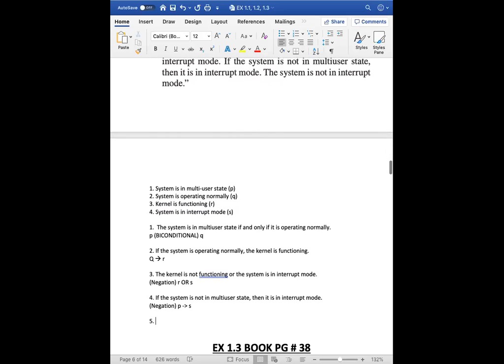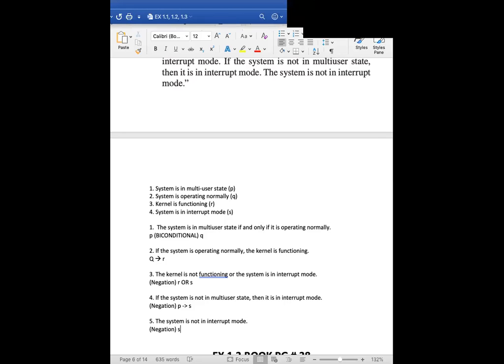Lastly, we have the statement that the system is not in interrupt mode. We have the statement here, the system is in interrupt mode. This one is pretty straightforward. All we need to do is take the negation of this variable S, which will basically say that the system is not in interrupt mode. Questions?